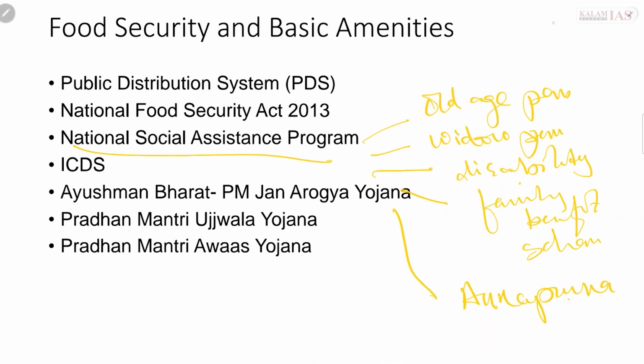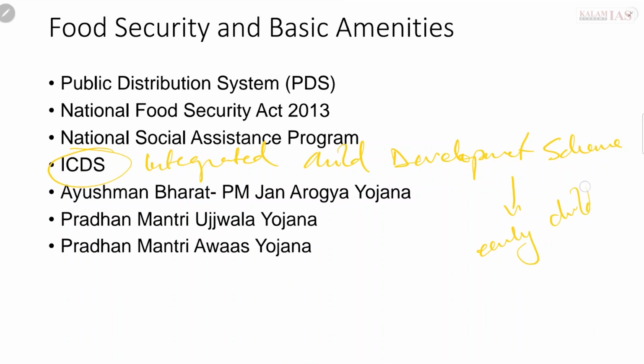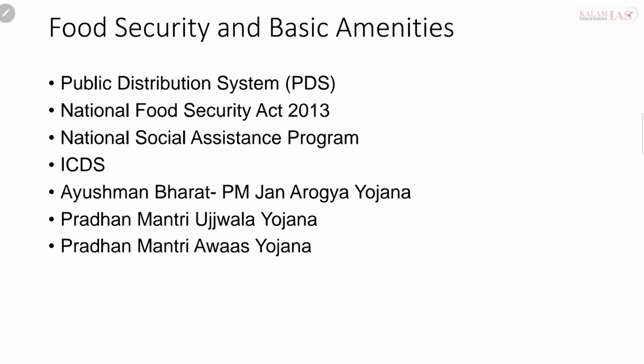Then we come to the ICDS. The ICDS is the Integrated Child Development Scheme. This provides for early child nutrition through Anganwadis. Then there is the Ayushman Bharat PM Jan Arogya Yojana. We will discuss this in the next class properly.